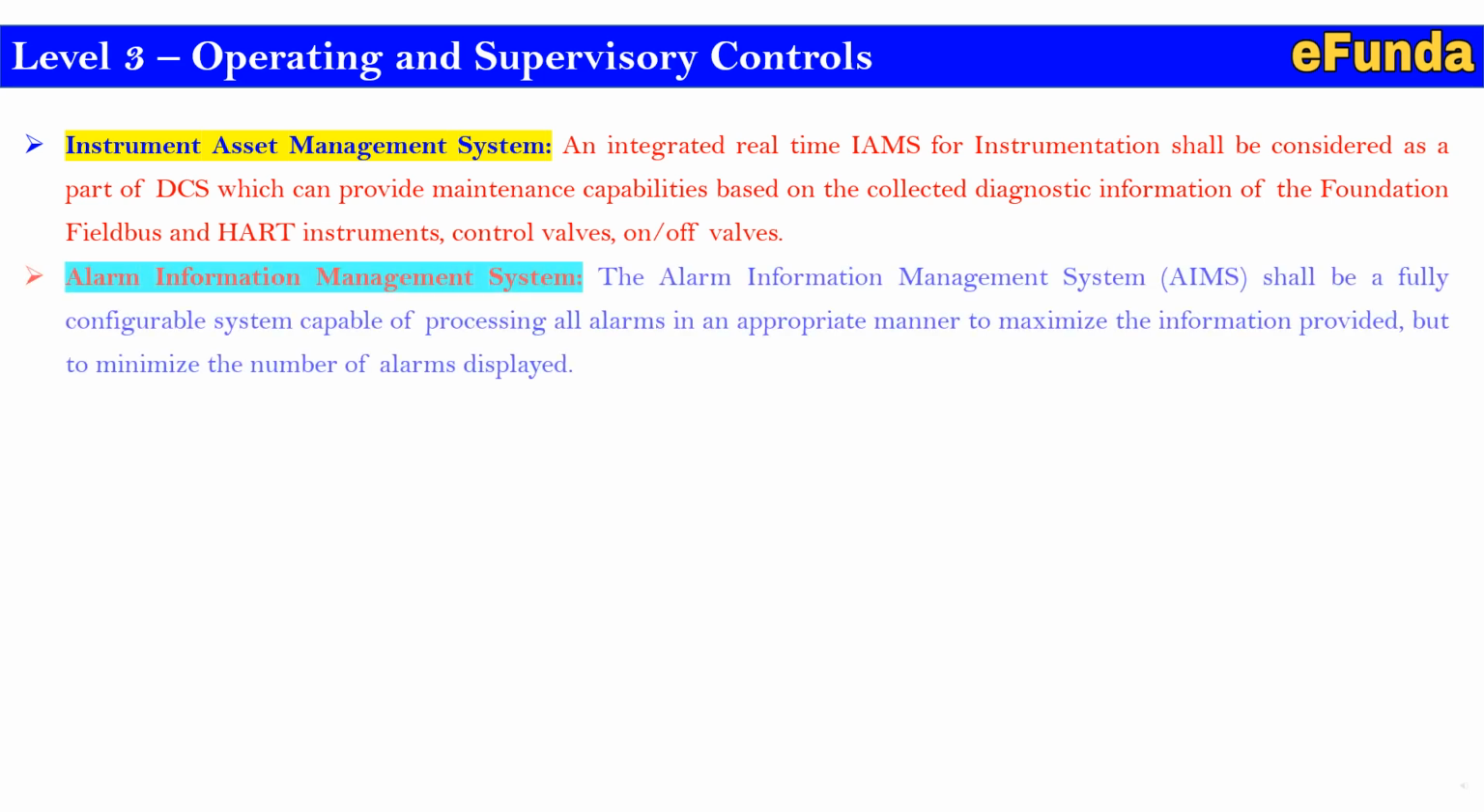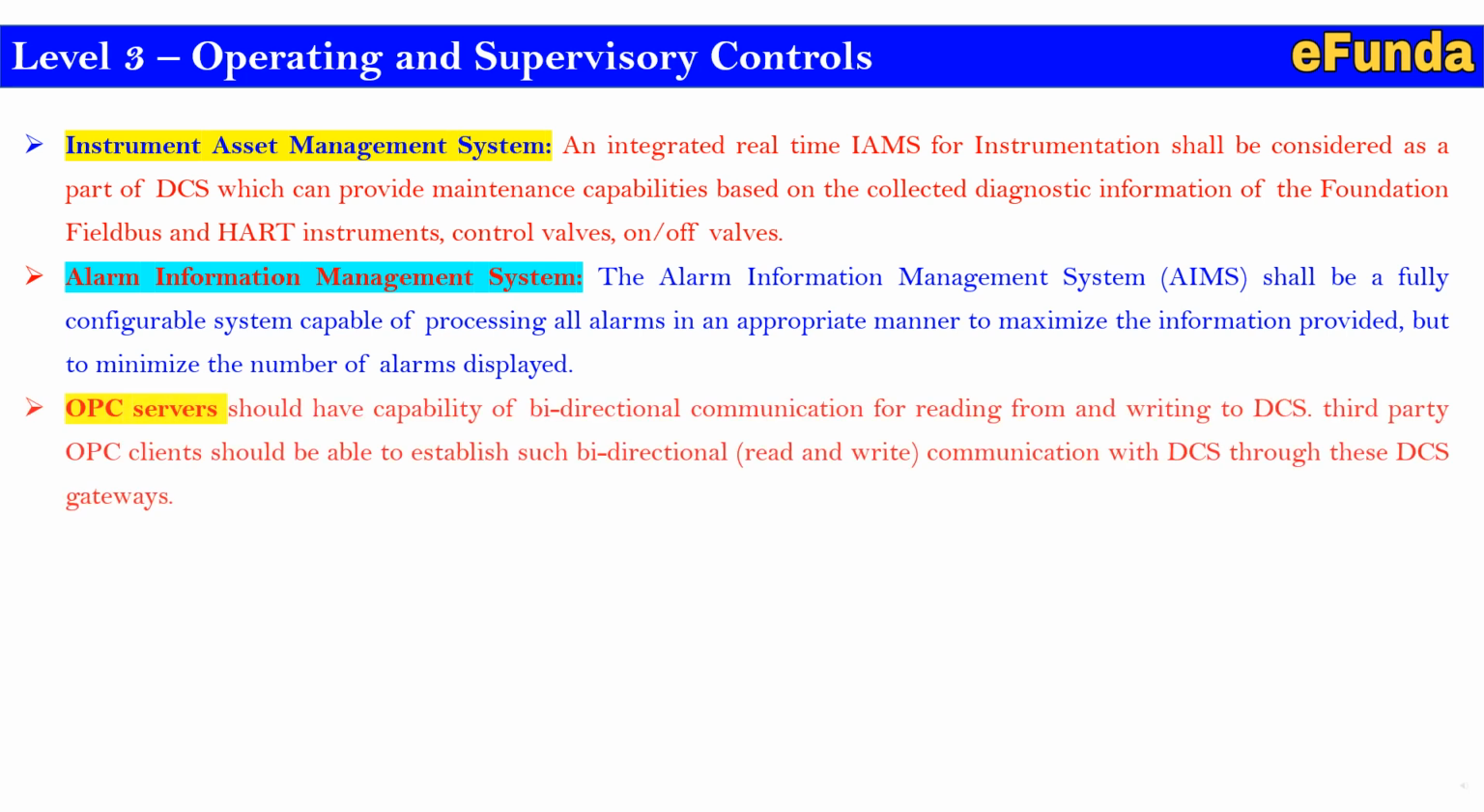Similarly, alarm information management system. The alarm information management system shall be a fully configurable system capable of processing all the alarms in an appropriate manner to maximize the information provided but to minimize the number of alarms displayed. OPC server should have capability of bidirectional communication for reading from and writing to DCS. Third party OPC client should be able to establish such bidirectional, that is read and write, communication with the DCS through these DCS gateways.